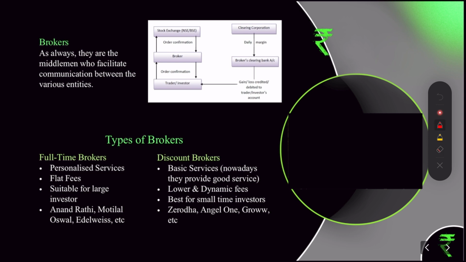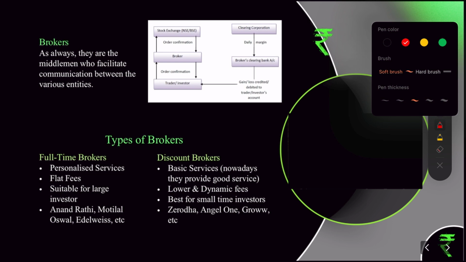Zerodha has 0.03% on equity delivery. Angel One has 0.03%. And Groww has 0.05%, but Groww does not have any joining fees. That is the difference between these players. They have lower and dynamic fees, and they are best for small time investors.